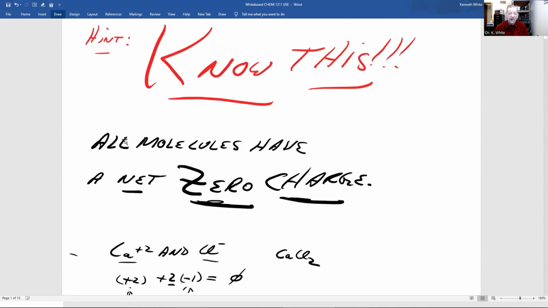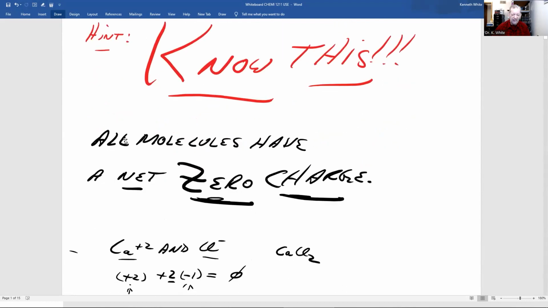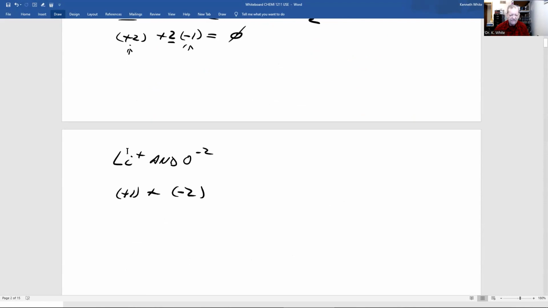Remember, know this, all molecules have a net zero charge. Well, that means this has to add up to 0. Does it? No. This is a -2, this is a +1. Students want to, but you can't change the charge. You can change how many. To get to 0, if I have 2 lithium and 1 oxygen -2, now it will be 0.